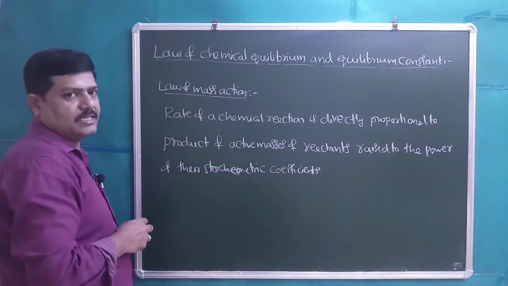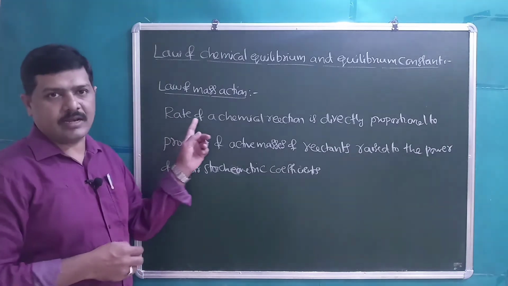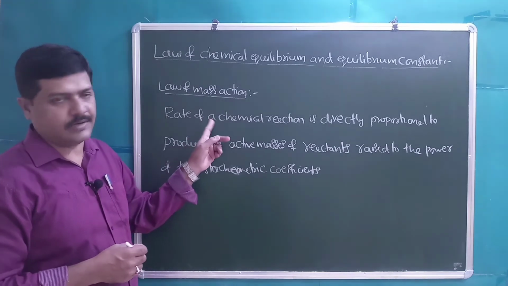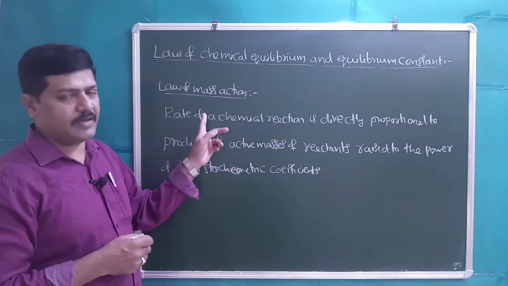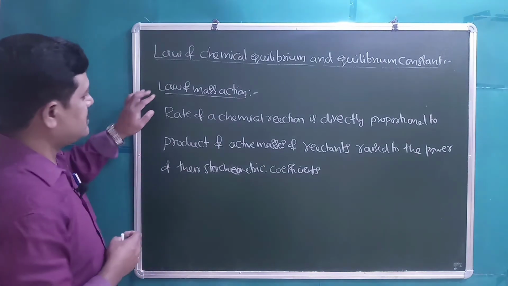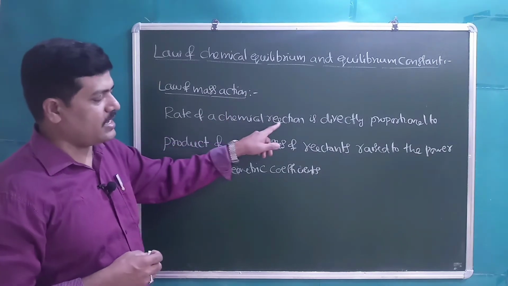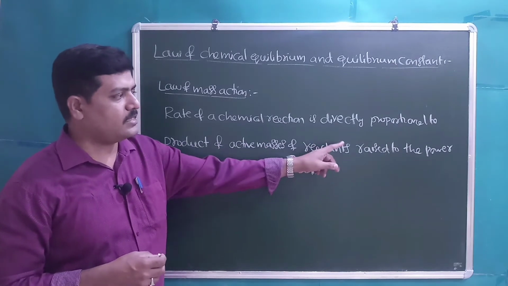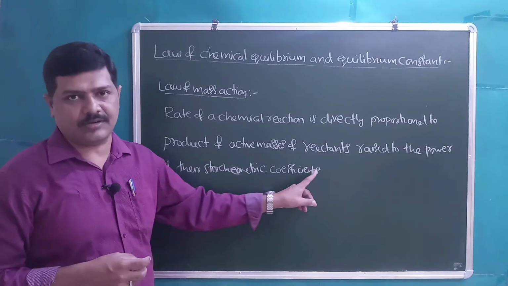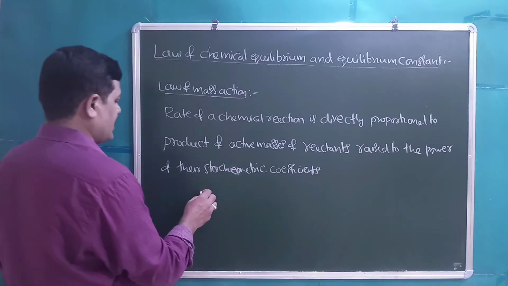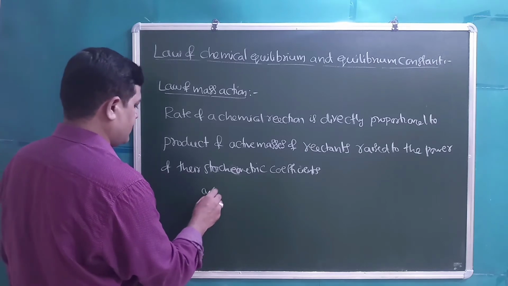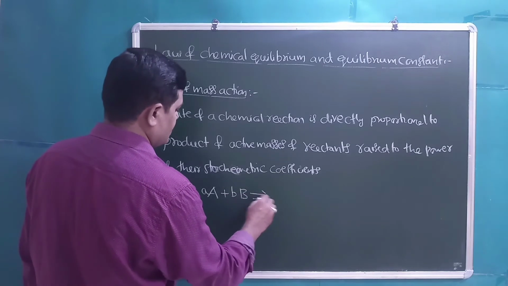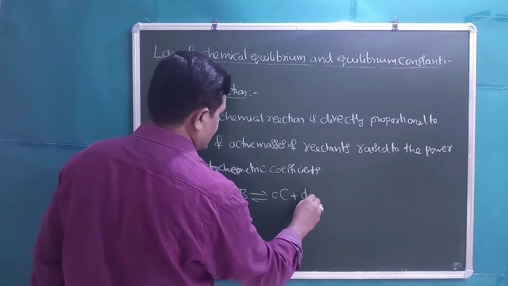Students, law of mass action explains the relation between the concentration of the reactants and the rate of the reaction. This is mainly applicable for reversible reactions, right? It says that rate of a chemical reaction is directly proportional to the product of active masses of reactants raised to the power of their stoichiometric quotients. Let us consider a general hypothetical reaction which is in equilibrium: aA plus bB gives rise to cC plus dD.